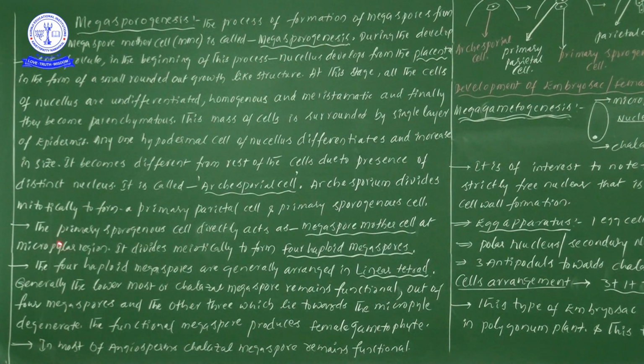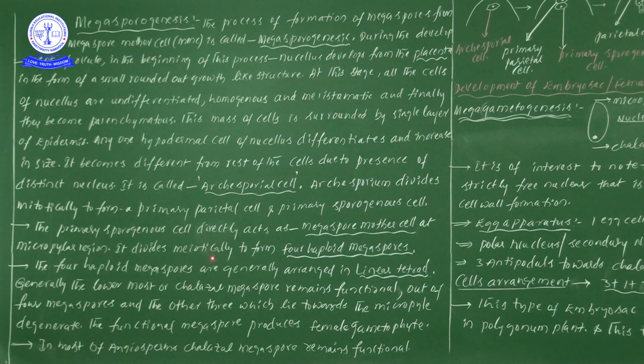Now the second point: the primary sporogenous cells directly act as megaspore mother cells. All these primary sporogenous cells directly act as megaspore mother cells, at the micropylar region, and it divides meiotically. This megaspore mother cell divides meiotically, that is, by reductional division or the process of meiosis.